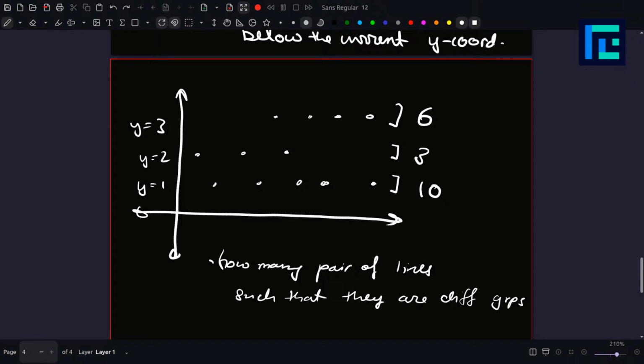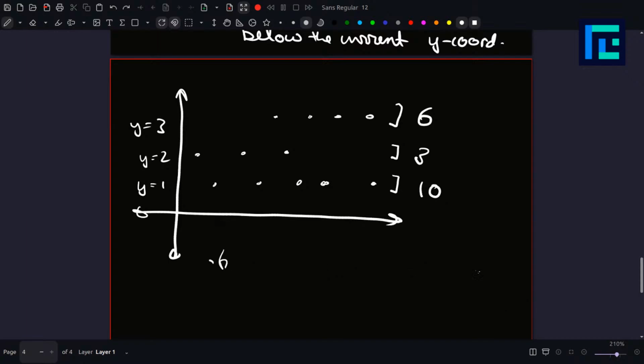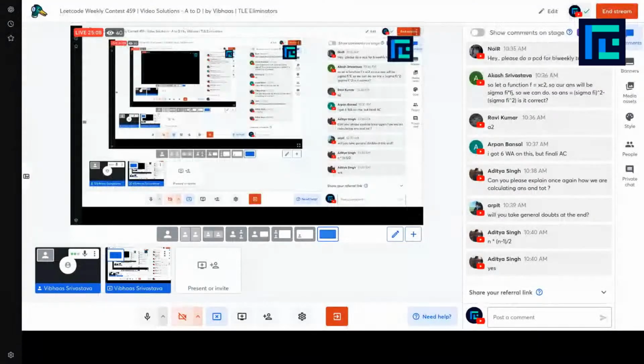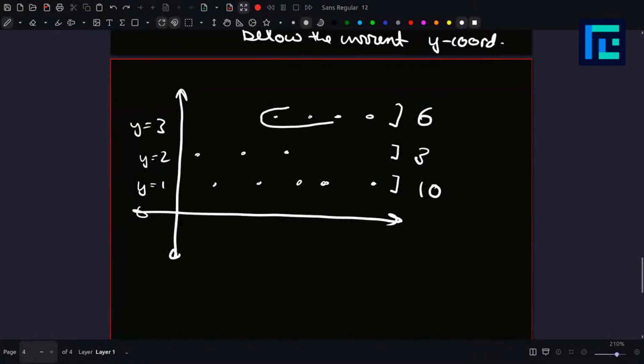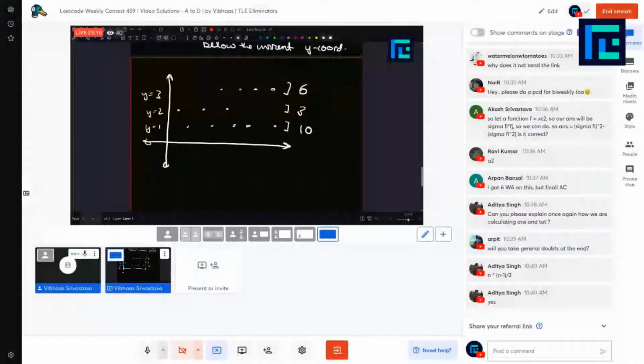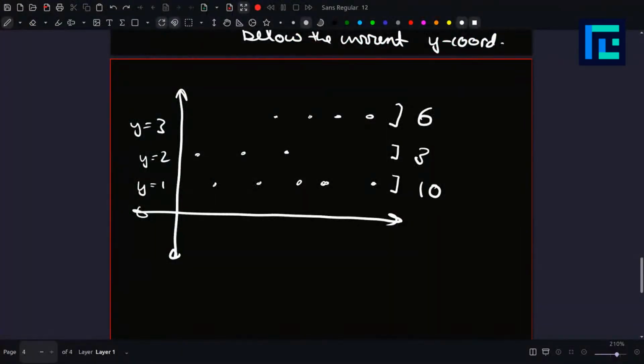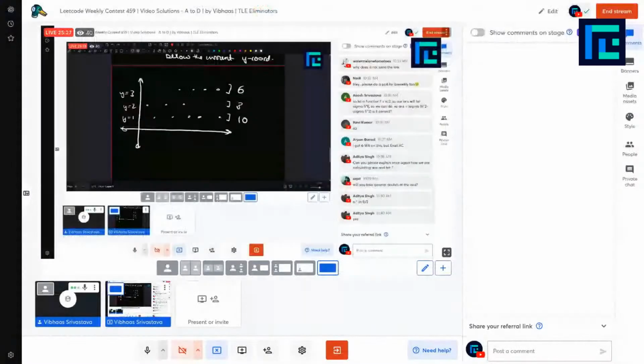So how do I try to achieve this? If you see these 6 lines which can be formed over here, they can be paired either with this or this. Does that make sense? Similarly, these 3 lines can be paired only with the 10 lines below them. And these 10 lines don't have anything below, so they can't be paired with anything below.